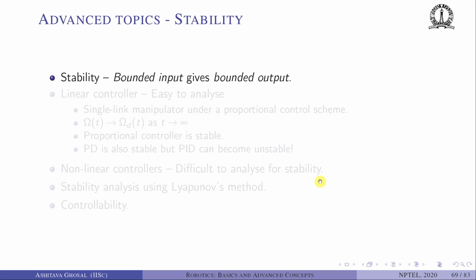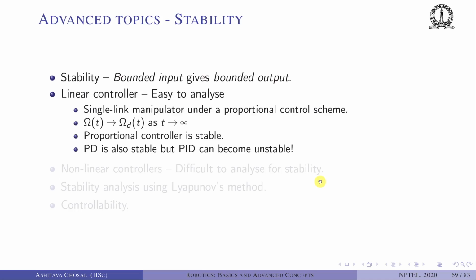First, what is the definition of stability? The most widely accepted definition of stability is that if you give a bounded input to a system, the output is bounded. If this happens, the system is said to be stable. In a linear controller, this is very easy to analyze.